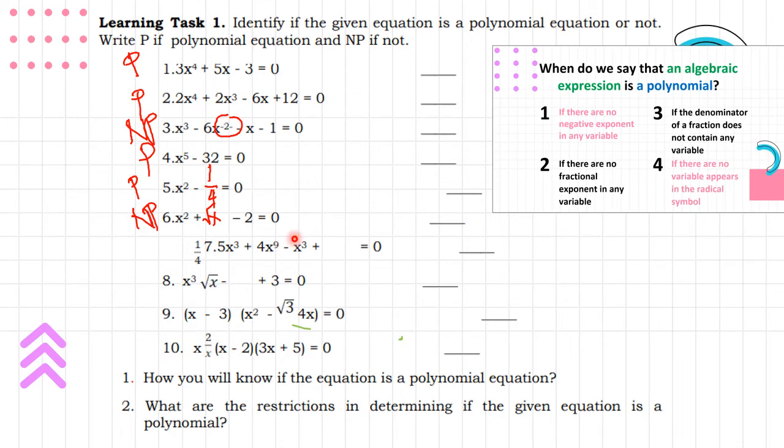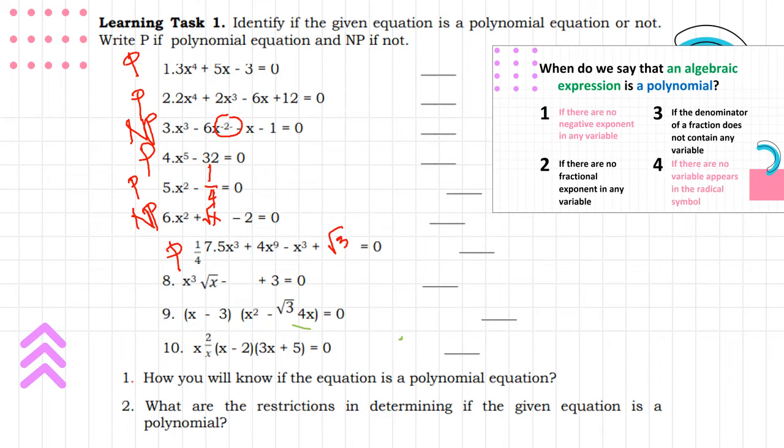Number 7, 5x cubed plus 4x raised to 9 minus x cubed plus square root of 3. May kulang na square root of 3 dito. So, mapapansin natin, wala naman tayong negative exponent, walang fraction, pero meron tayong radical symbol. Pero sabi dyan, no variable. So, since no variable naman sa loob, this is still a polynomial.